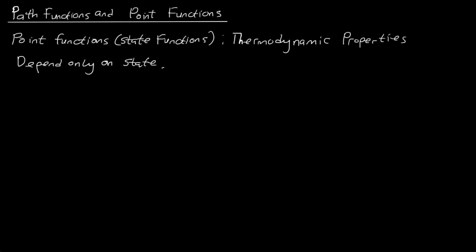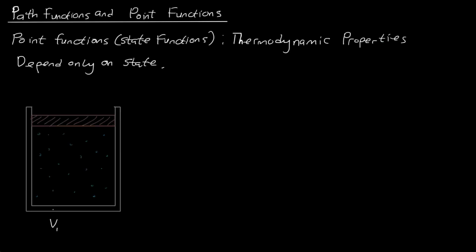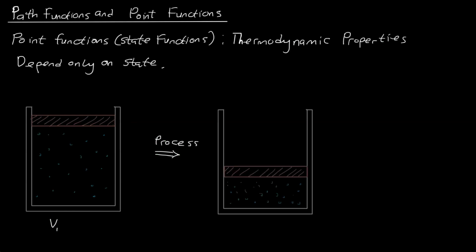For example, if we have a gas at an initial volume V1, and it undergoes a process so that the same mass of gas now occupies a different volume, V2. We don't have to know what process it went through to determine V1 and V2. All we need to know are the initial and final states of the system.